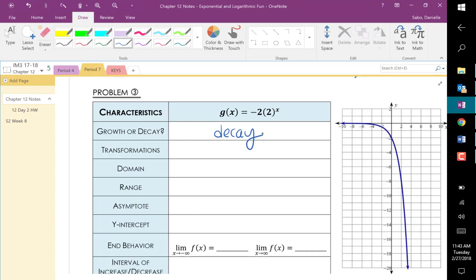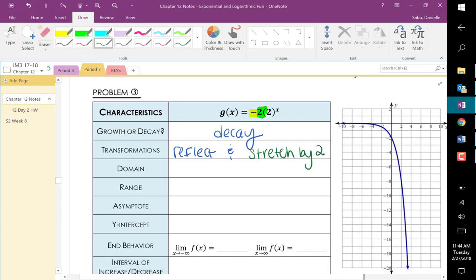Because when you read a graph left to right, it goes down and decreases. Okay? So the transformations. This negative means something. We already talked about it. It's reflecting. And what's happening with this 2 out in front? And we're stretching. Very good.